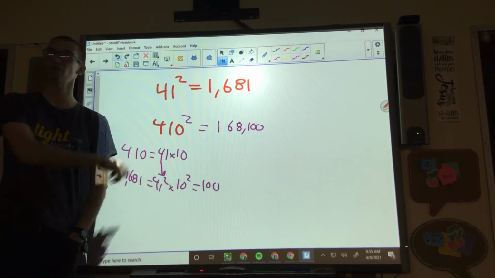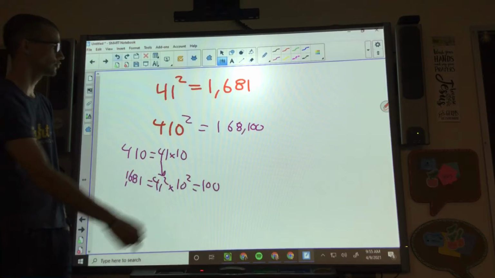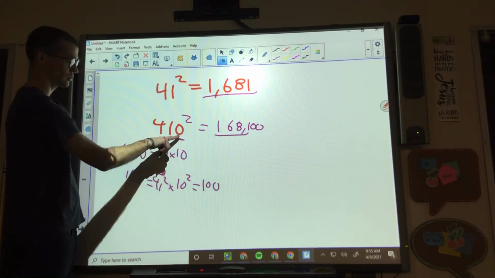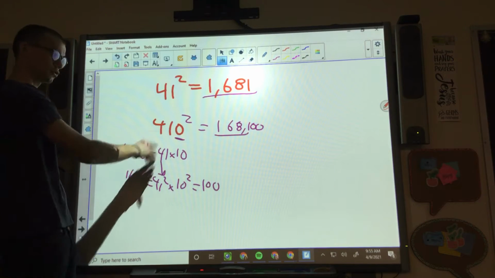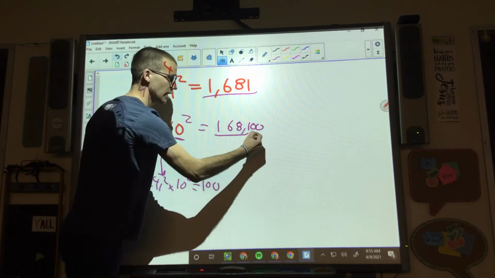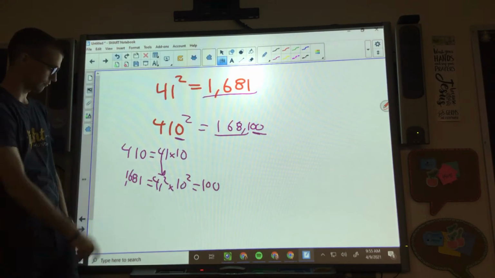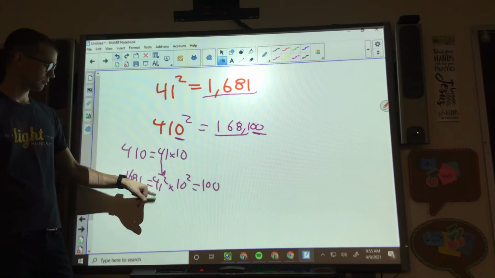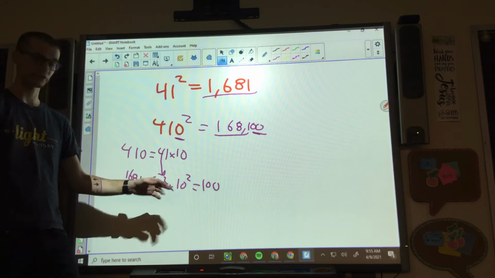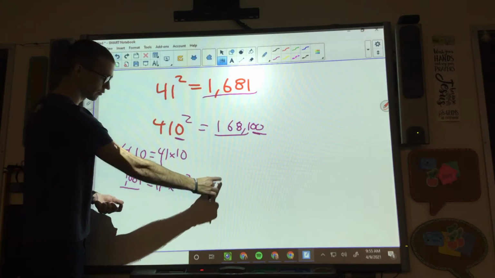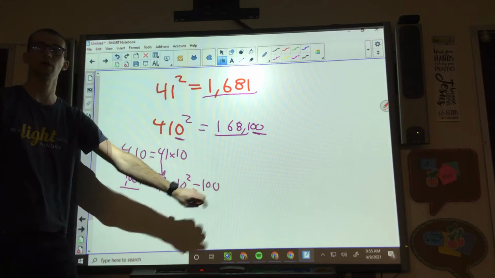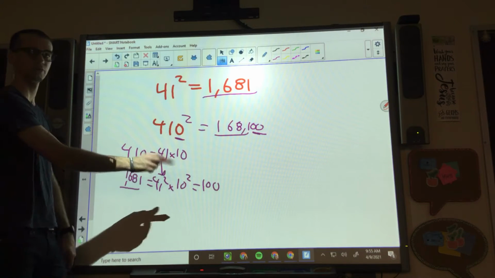Sorry, 168,100. You take this part from here, and since this extra 0 that represents 10 is there, you square that 10. The 10 makes these extra 2 zeros. Because if you take 1,681, which is 41 squared, and 100, which is 10 squared, you can replace this for this: 1,681 times 100. Well, times 100, we just move the decimal twice.